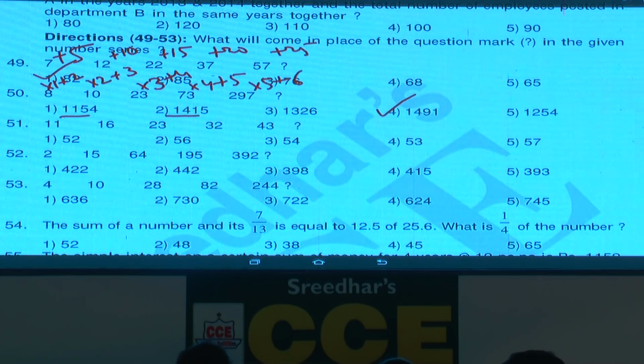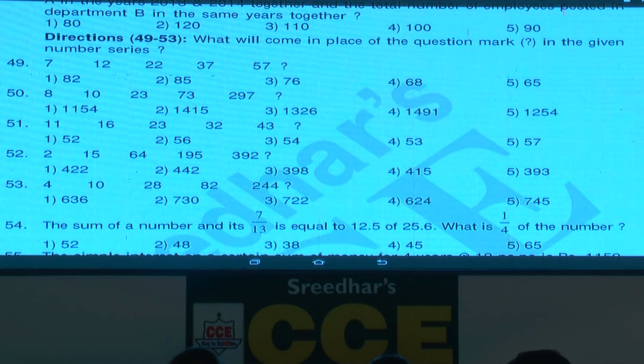Then question number 51. In this one the numbers are increasing at a smaller rate. Hence plus 5, 16 plus 7 is 23, 23 plus 9, then 11. These are odd numbers, and the next odd number after 11 is 13. 43 plus 13 is 56, and it is choice 2.